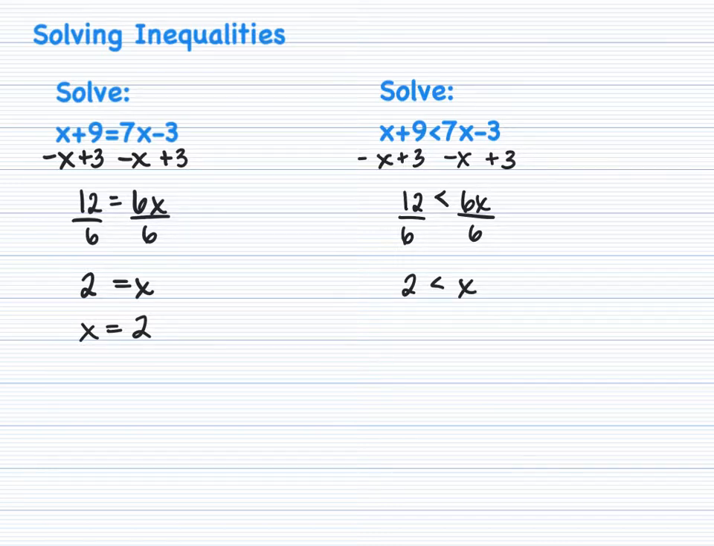Something to note that is different from this to this is if I flip this around, this says 2 is less than x. If I flip that around, I need to flip the entire thing around. So this would be x is greater than 2. So from here to here, when I flip everything around, I flip all of it around. So these are equivalent statements. They're just said differently. If 2 is less than x, then x is greater than 2.